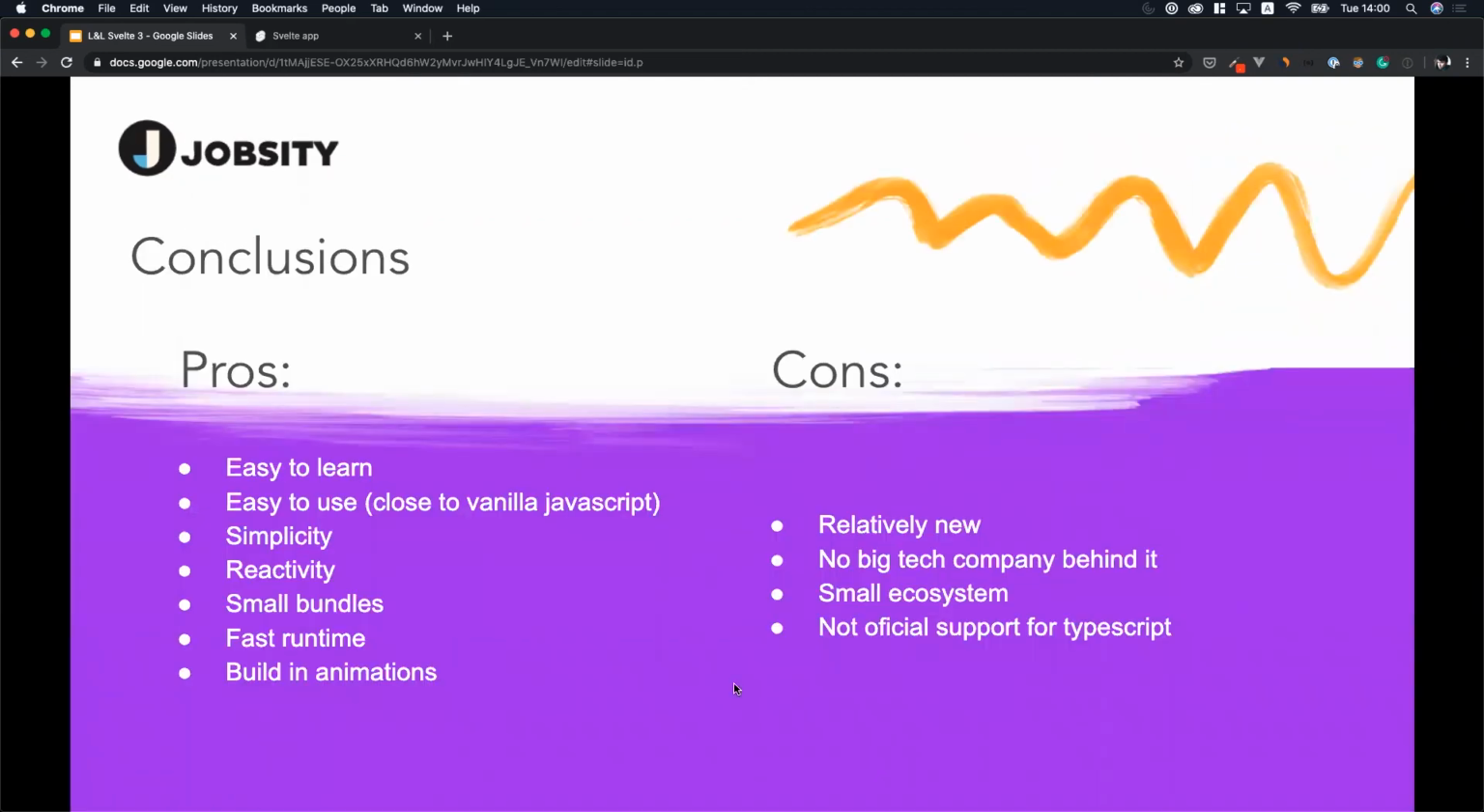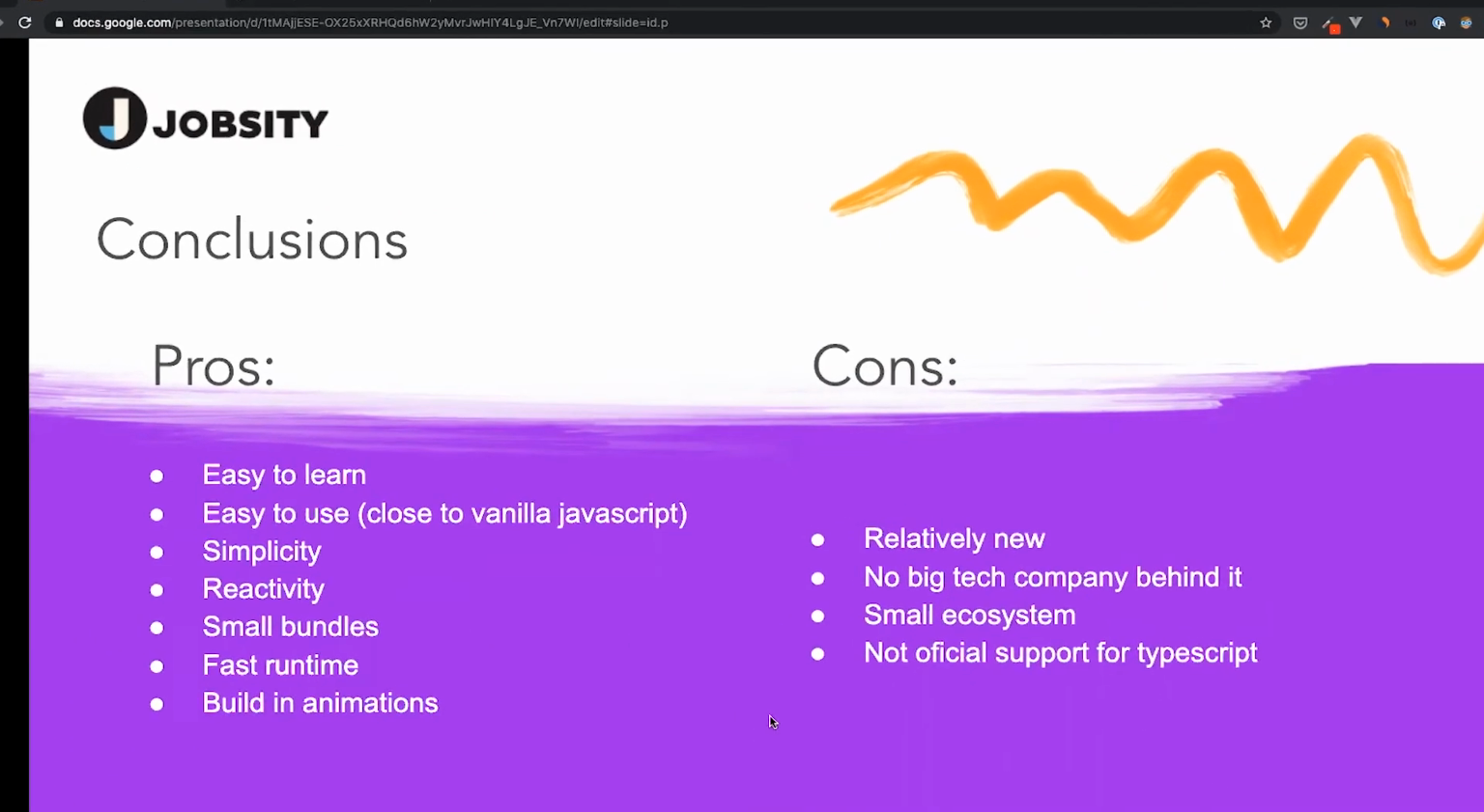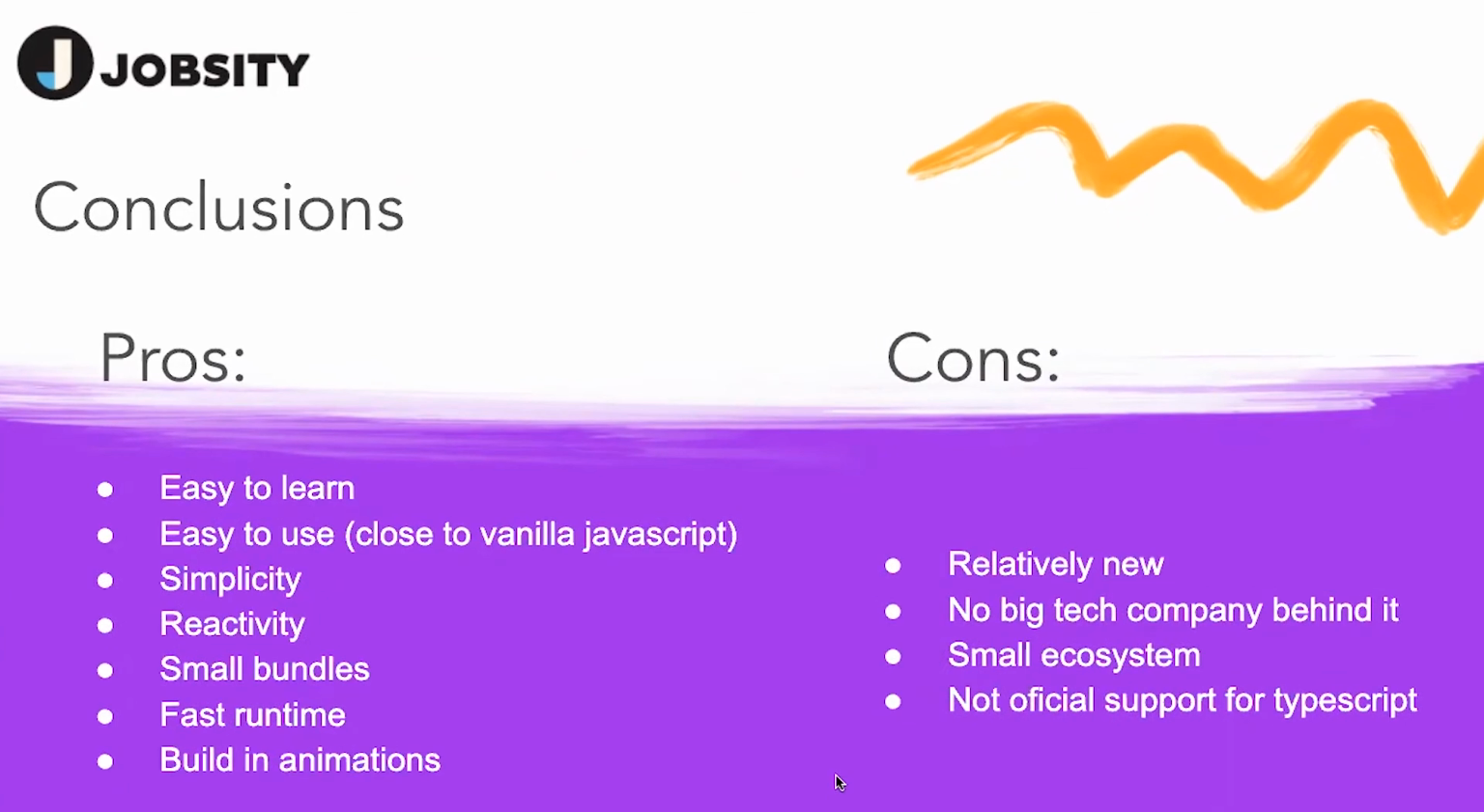So what are the pros, the final thoughts of this framework? As you can see, it's really easy to learn. Why is that? Because the tooling is really close to vanilla JavaScript, so we don't have to learn any crazy thing. If we already know vanilla JavaScript, we're basically done with Svelte. It's really simple. We have small bundles. We also have fast run times, and we also have built-in animations.